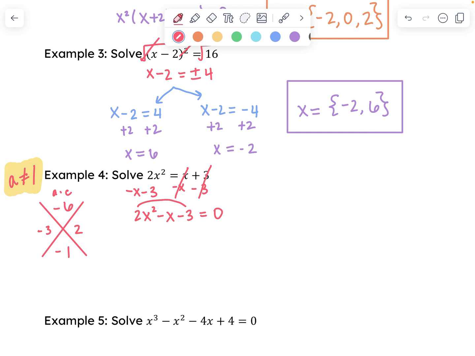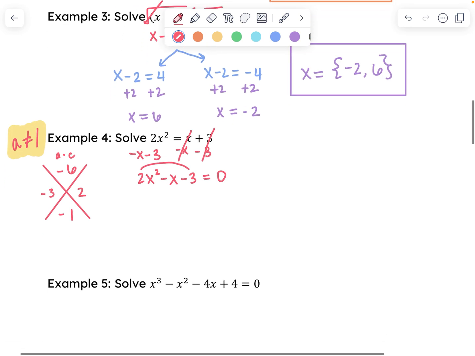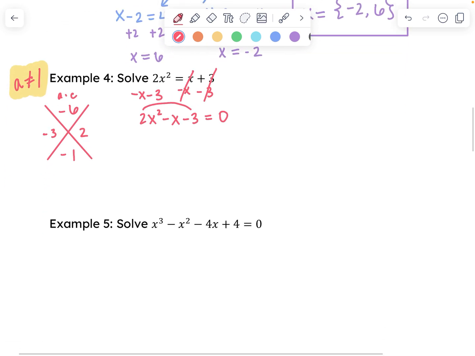There's a couple different methods you could do here. You could use the box to help you. You could split the middle term. You could do slide and divide. There's a couple different things here. So what I usually do is I split that middle term.